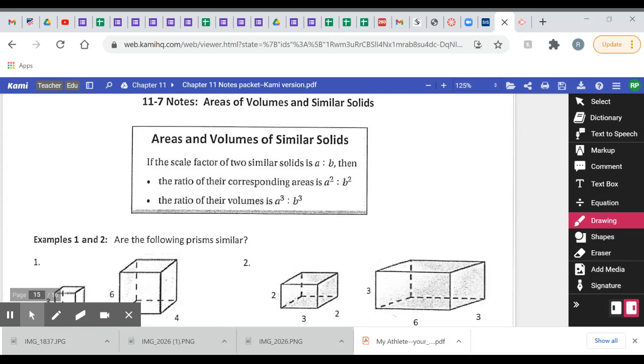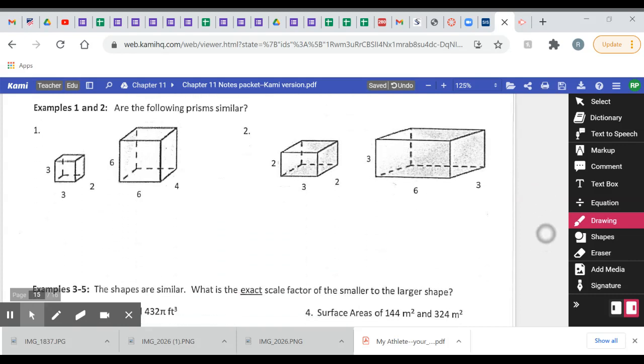So in this particular case, if you look in this box here, it says if the scale factor of two similar solids is A to B, then the ratio of their corresponding areas is A squared to B squared. That we have already gone over in a previous chapter, chapter 10. But now we're adding something new: the ratio of their volumes is A cubed to B cubed. If that is the ratio they're giving us, then we can set up proportions with that information. Again, we just have to stay consistent as we do that.